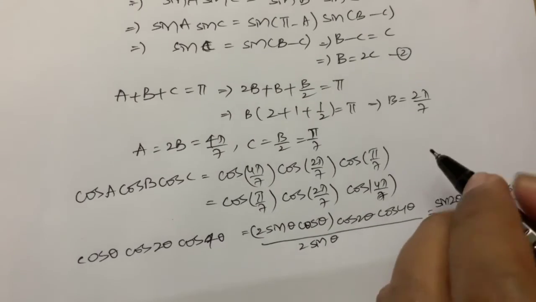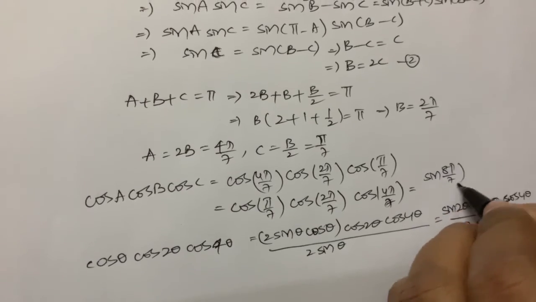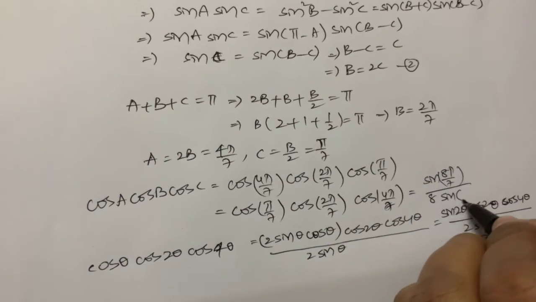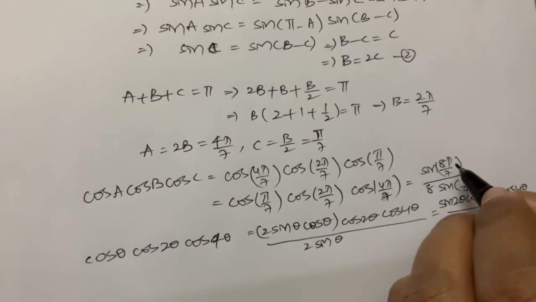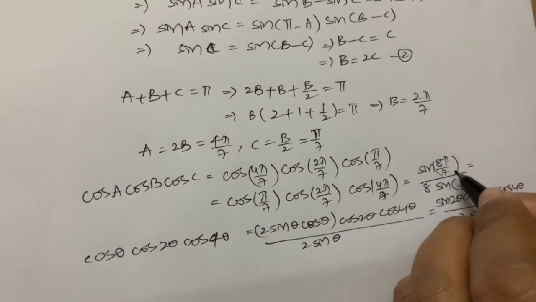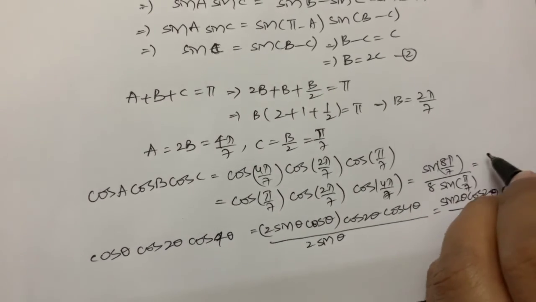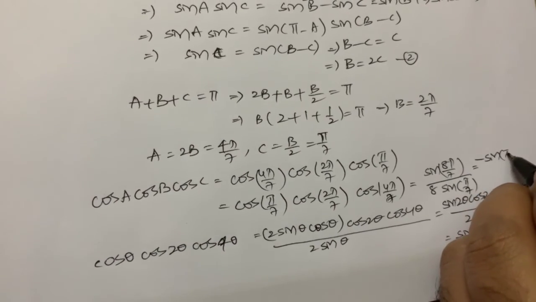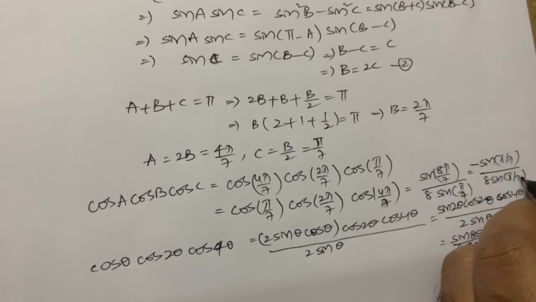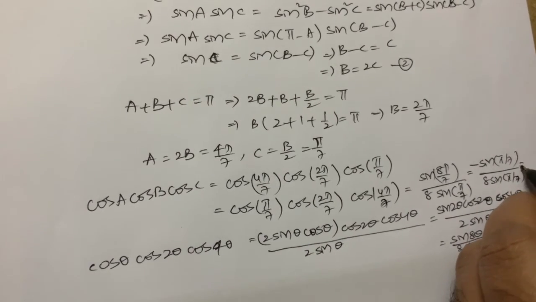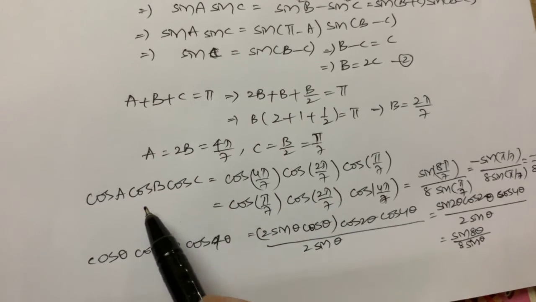So here, if I use that, sin(8pi/7) / (8 sin(pi/7)). Because 8pi/7 can be written as pi + pi/7, and sin(pi + theta) is -sin theta, we get -sin(pi/7) / (8 sin(pi/7)). So the value of this is -1/8. So cos A cos B cos C value is -1/8.